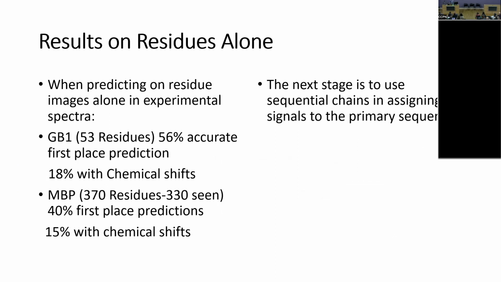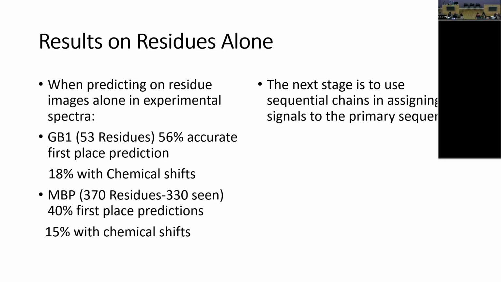And then we tested this on the experimental spectra of MVP and GB1, so we knew what the images should be. We had the experimental images from the spectra, and we knew what the correct assignment was. So we wanted to see how accurately the neural network could predict this.